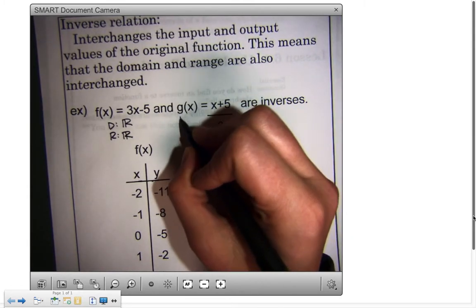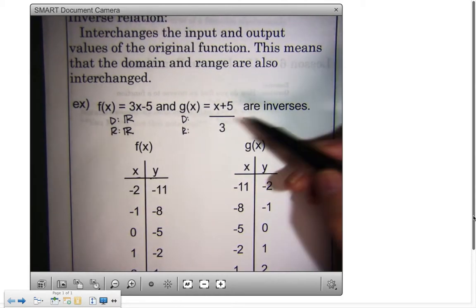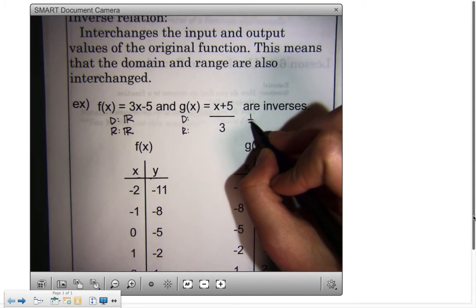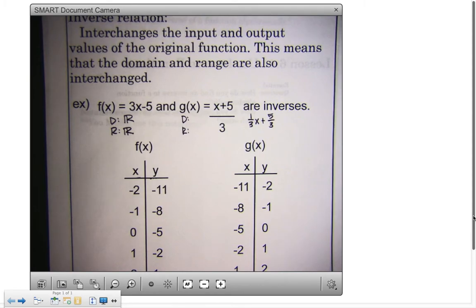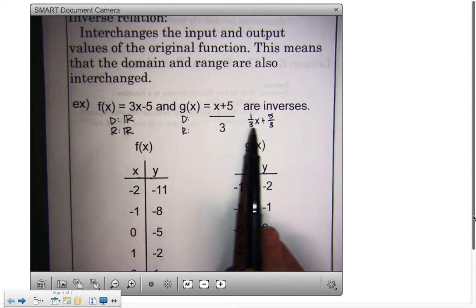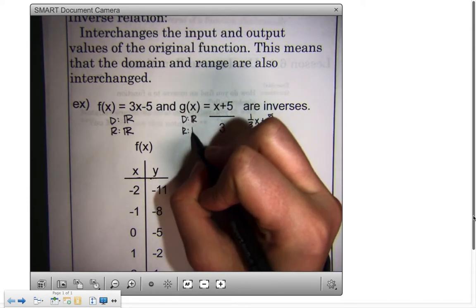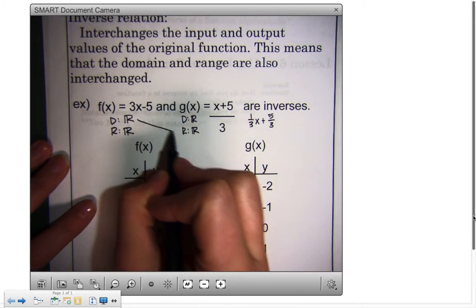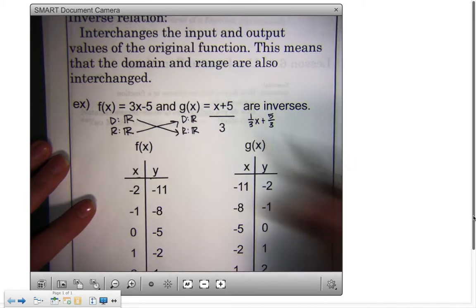If we look at the domain and range of this inverse function, this is really a line as well. You could rewrite that as 1/3 x plus 5/3. It's a little bit easier to tell it's a line because now you can see it's in slope-intercept form. So its domain and range are also all real numbers. Since we know they're inverses though, the domain becomes this one's range, and the range here becomes this one's domain.